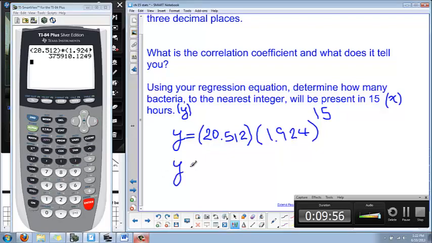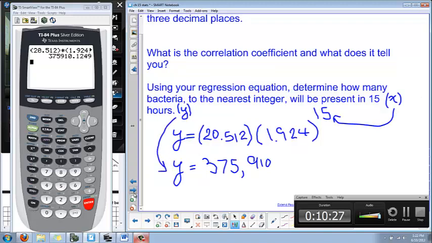So y, the number of bacteria I will have at hour 15, is 375,910. And it said round it to the nearest integer, and so that's about, there we go. That's the number of bacteria, which is pretty gross, but hey. So that's how you would use the equation that you have and plug in a value for x and solve for y. Okay? Not too hard.